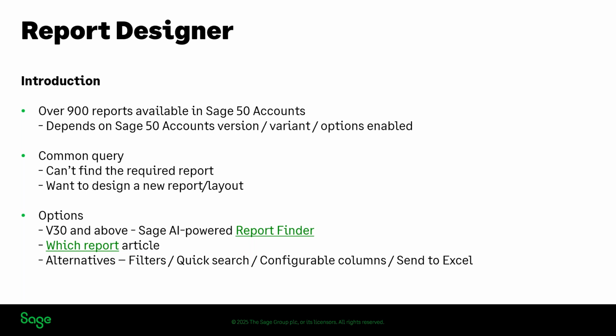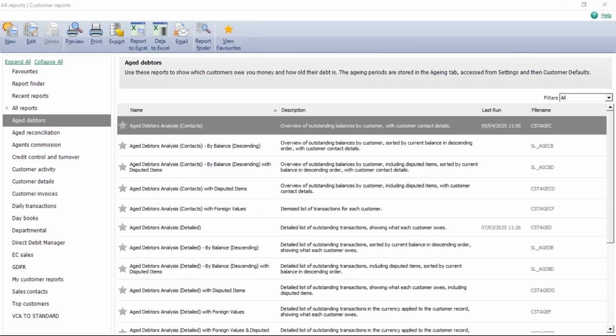Now, there are a number of options which we'll be exploring in today's session. First one to mention is if you're on version 30 or above, you've got what we term the AI report finder tool. Now I'll show you a quick demonstration of this one, just so you can see what that actually looks like. Now, to have this available, I'll quickly share my screen. You would need to be on version 30 or 31, and you would need to have a Sage account linked to your accounts.